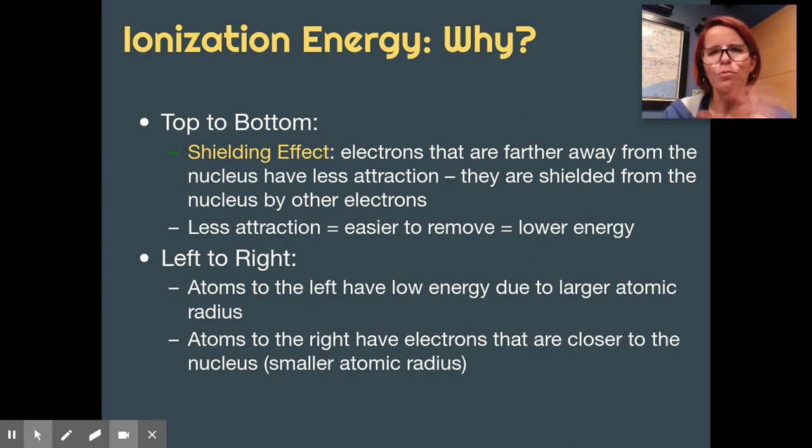I know this is an analogy. It is not really what's happening, but imagine the nucleus is a bunch of magnets, and the more magnets you add to the nucleus, the stronger the pull is as you're going across. So everything is getting pulled in tighter and tighter.